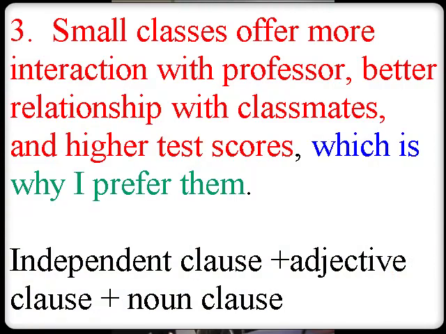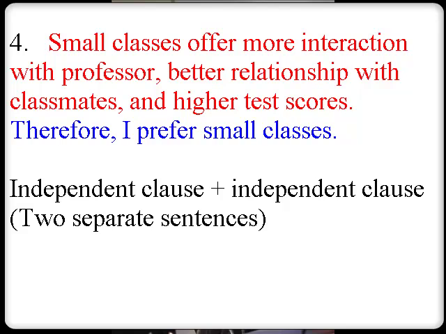How about number three? Small classes offer more interaction with professor, better relationship with classmates, and higher test scores, which is why I prefer them. In this case, you're using an independent clause, and then an adjective clause, and finally a noun clause. Number four: Small classes offer more interaction with professor, better relationship with classmates, and higher test scores.